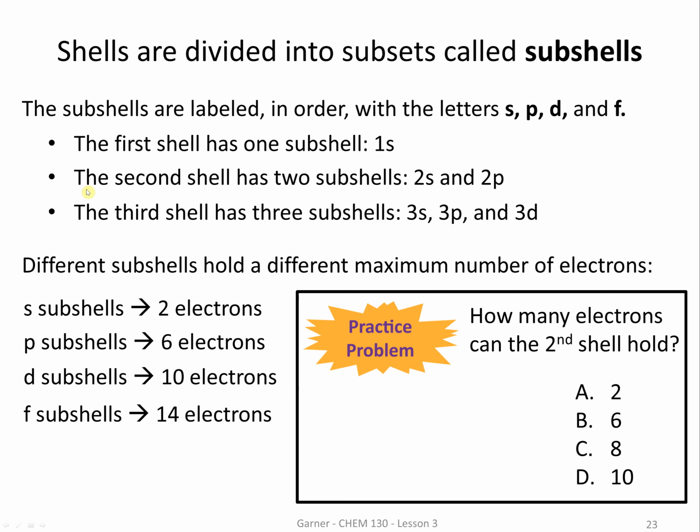All right, from this slide, we can see that the second shell contains the 2s and the 2p subshells. So we know the 2 subshells that are present. And from over here, we saw that s subshells hold 2 electrons, and p subshells hold 6 electrons. So in total, the second shell must hold a total of 8 electrons. So 2 plus 6 gives us a total of 8 electrons in the second shell. So that's going to give us choice C here as our answer.